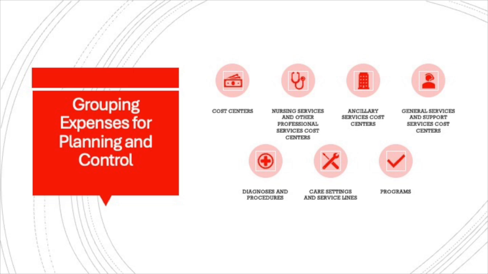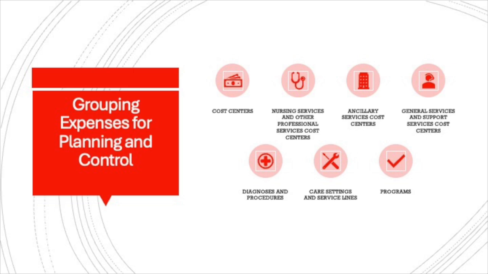To facilitate effective planning and control, healthcare organizations group expenses in various ways. One common approach is the use of cost centers, which are responsibility centers where managers have control of costs incurred. Examples of cost centers include nursing units, diagnostic departments, and support services like housekeeping and maintenance. By assigning expenses to cost centers, organizations can track and manage costs at a granular level, holding managers accountable for their areas of responsibilities.